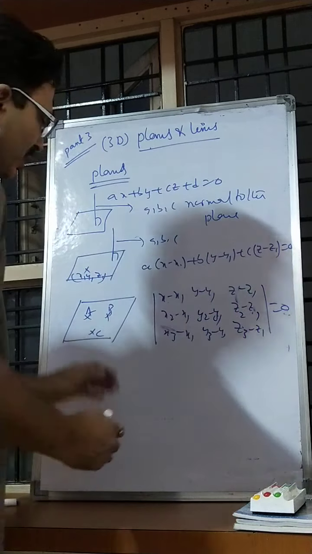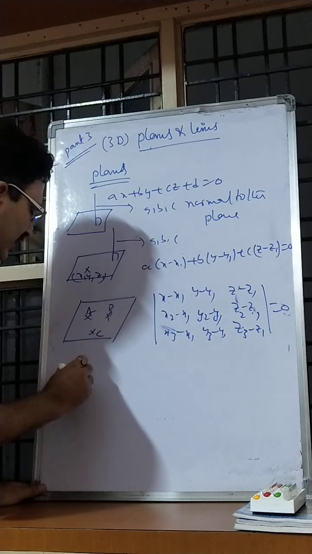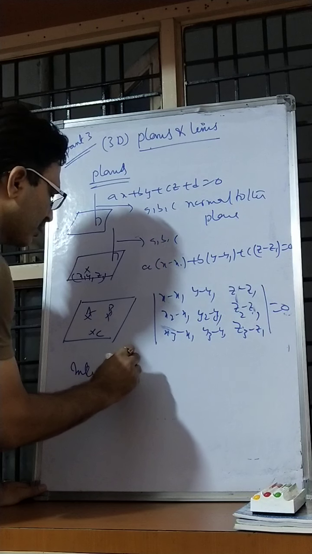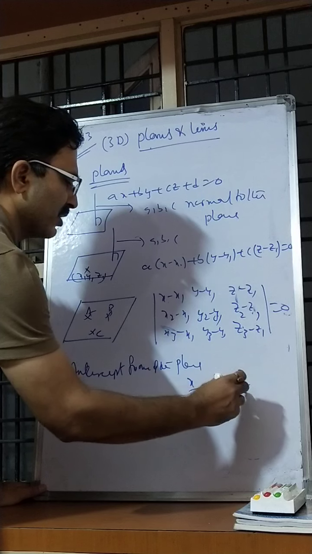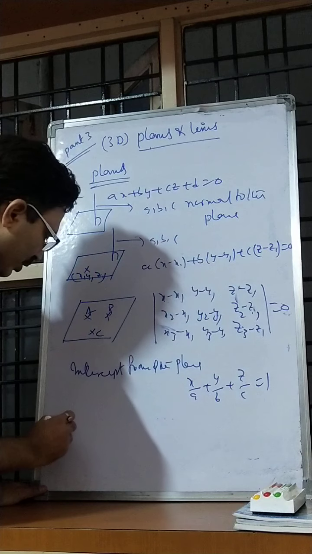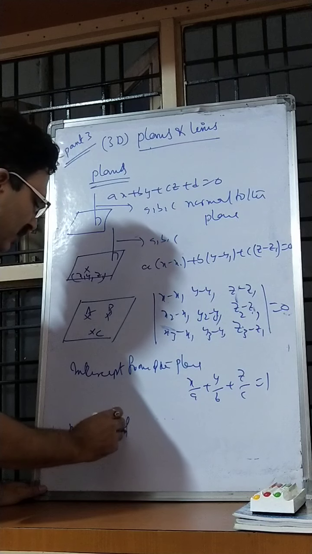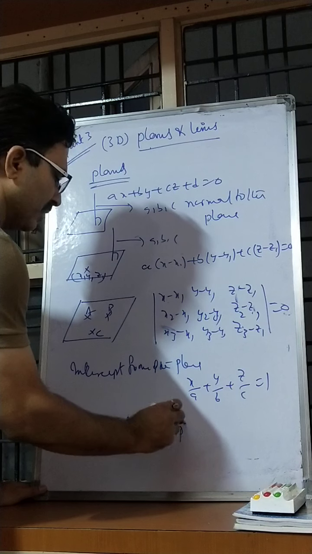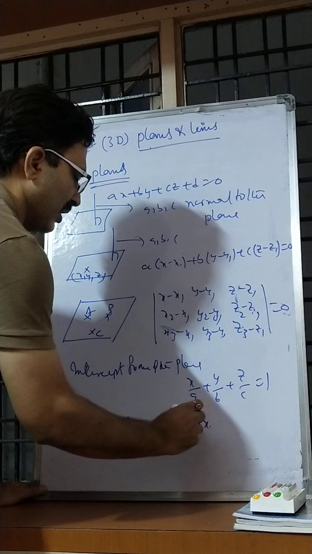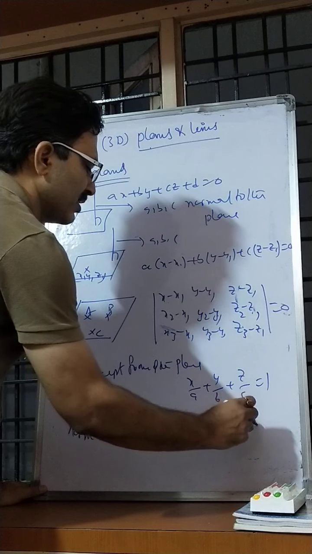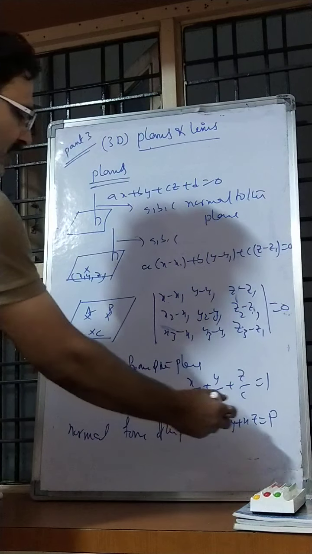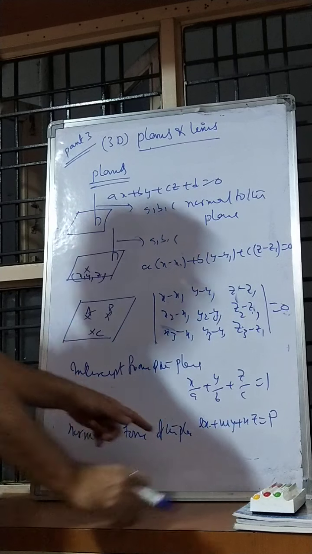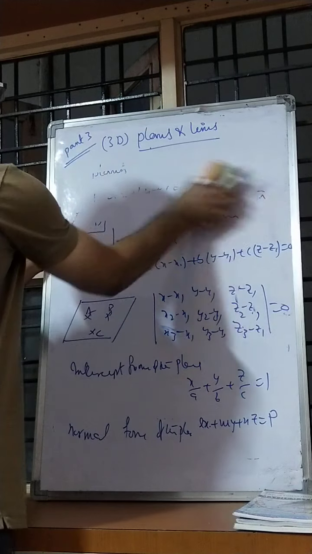Another one, the intercept form. Okay, what is that? The intercept form of the plane is x/a + y/b + z/c = 1. Okay, the normal form of the plane, that is lx + my + nz = p. p is the perpendicular distance from the origin to the plane and l, m, n are the DCs. Please remember.